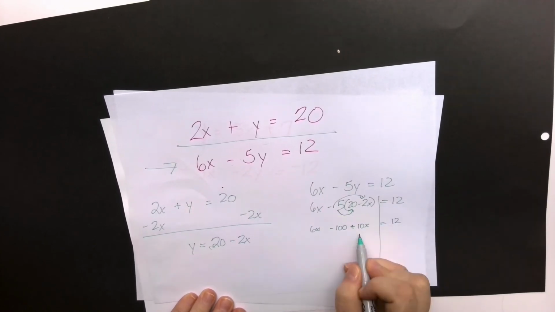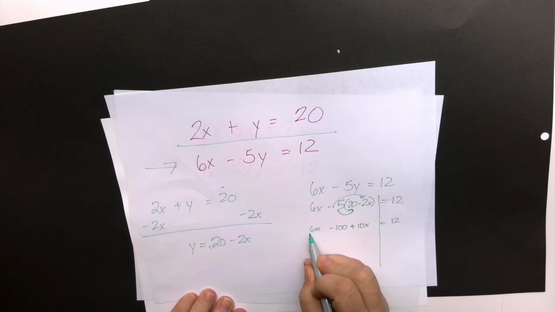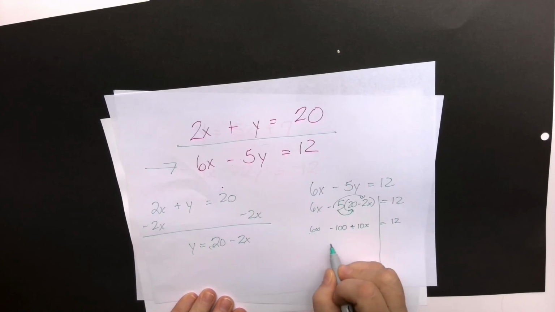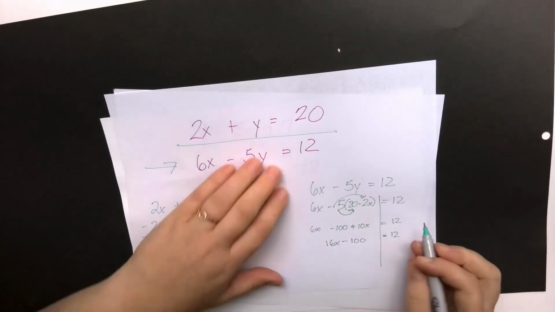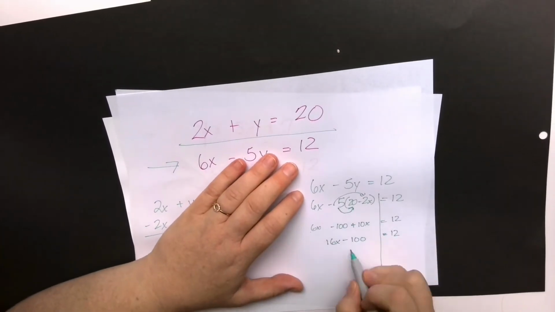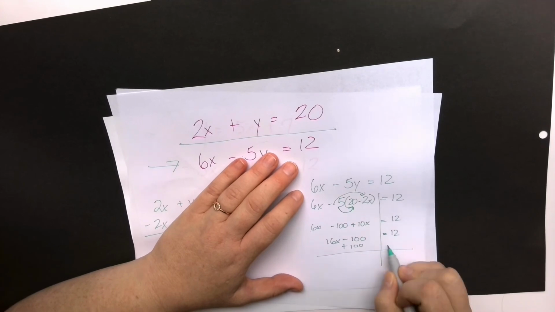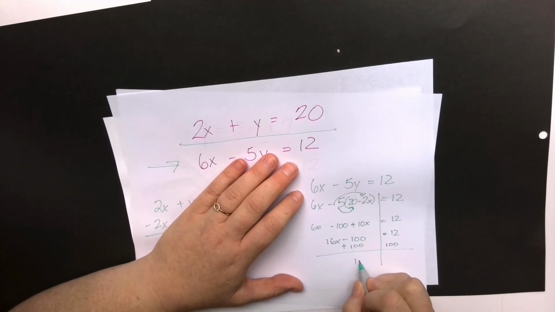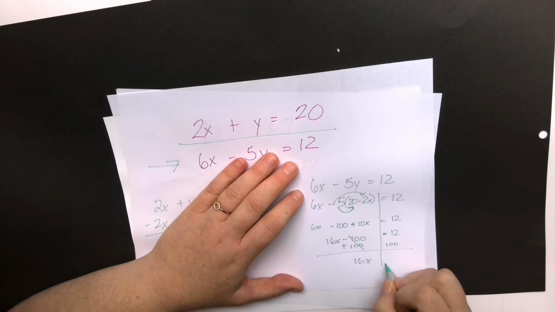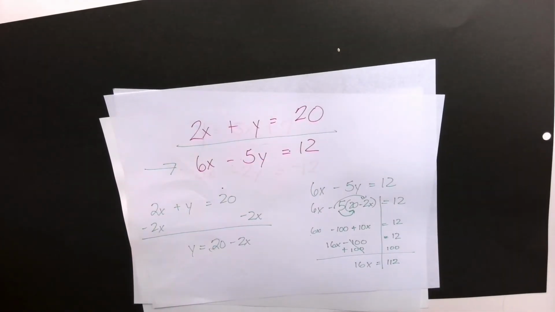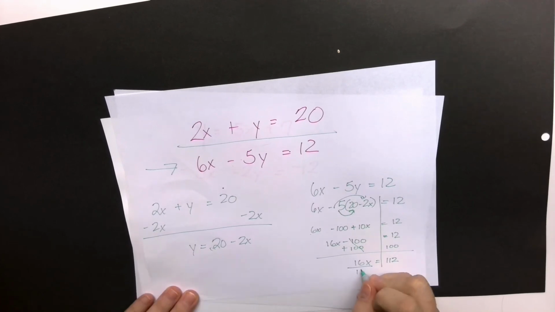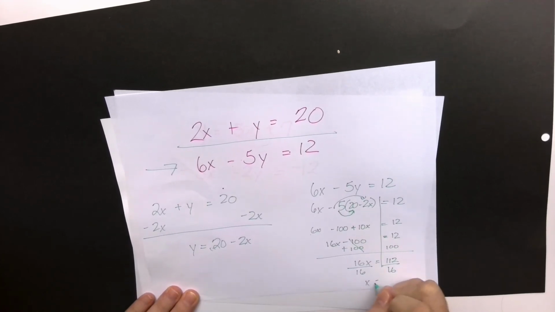All right, 6x plus 10x, because these are the same like terms, we're going to add those together, becomes 16x minus the 100 equals 12. I'm going to continue to solve. I'm going to move this 100 to the other side. So I end up with 16x is equal to 112. Okay, now 16 is being multiplied by x. And so to get rid of it, I'm going to divide on both sides. And so x is equal to 7.